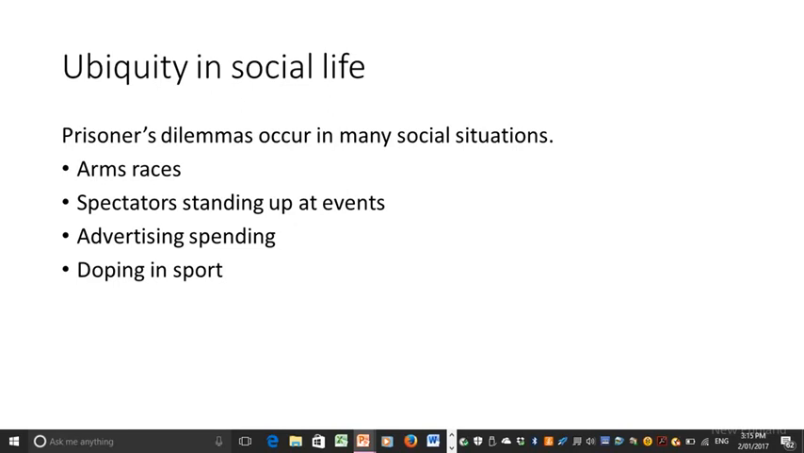A much discussed example is arms races. Think of the massive nuclear build-up, the nuclear arms race between the superpowers of the US and the USSR during the Cold War.